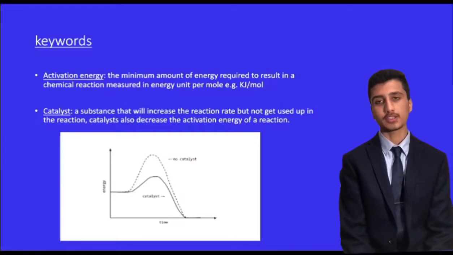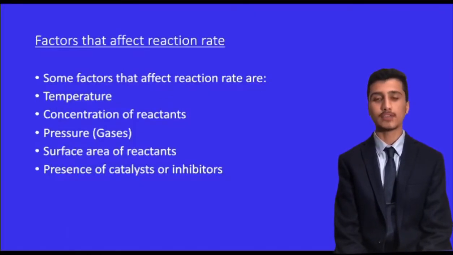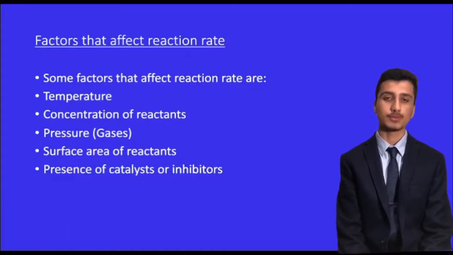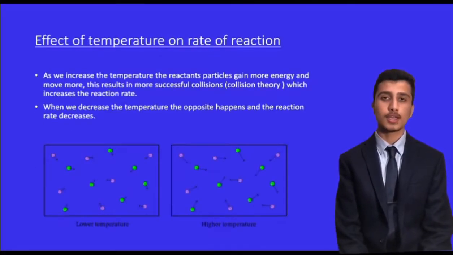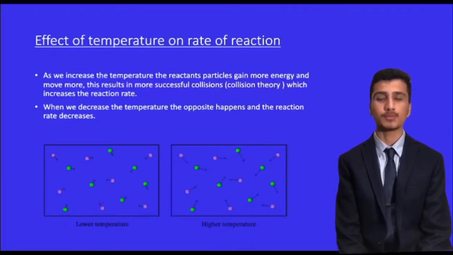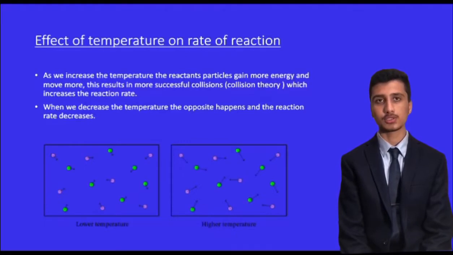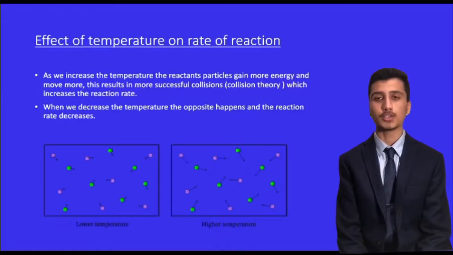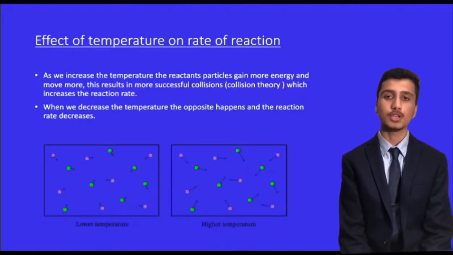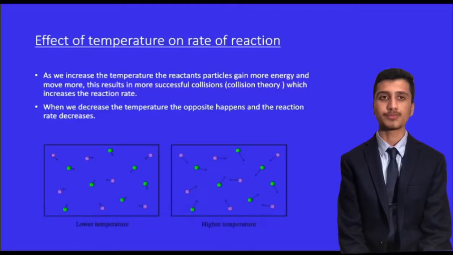Now let's move on to some factors that will affect reaction rate. I have listed some below, like temperature and pressure. Let's firstly start with temperature. As we increase the temperature, the reactant particles gain more energy and move more. This results in more successful collisions, which increases the reaction rate. When we decrease the temperature, the opposite happens, and the reaction rate decreases. You can see in the diagram below, if you increase the temperature, more energy, and if you decrease the temperature, less energy, shown by the arrows.